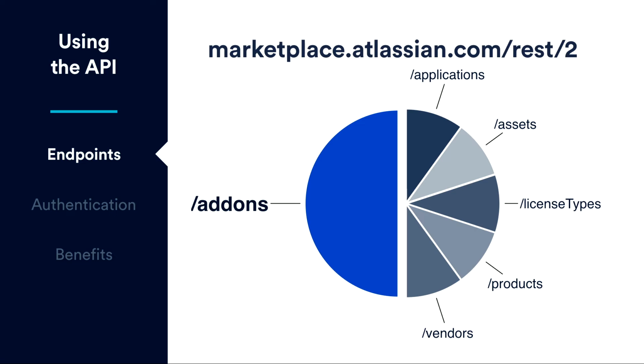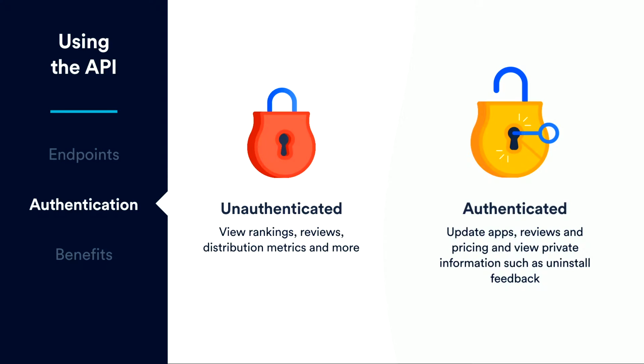Okay, so let's look at some of the basics. This is the REST API. There's a lot of different things you can do. We're going to focus primarily on the add-ons category of data from the API. Now, it's important to note, when you access an endpoint, you can do so unauthenticated or authenticated. Things you can do as an authenticated consumer are updating your app, getting reviews, specifically adding reviews, changing your pricing, or viewing uninstall feedback if you have access to that. If you're unauthenticated, though, you can get some really interesting information with rankings and reviews.